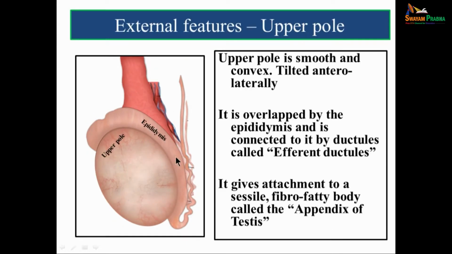Now, we will discuss a few things about the poles. The upper pole is smooth and convex and it is tilted anteriorly. To be more specific, it is tilted anterolaterally. It is overlapped by the epididymis and is connected to it by small ductules called the efferent ductules. It gives attachment to a sessile fibrofatty body called the appendix of testis.